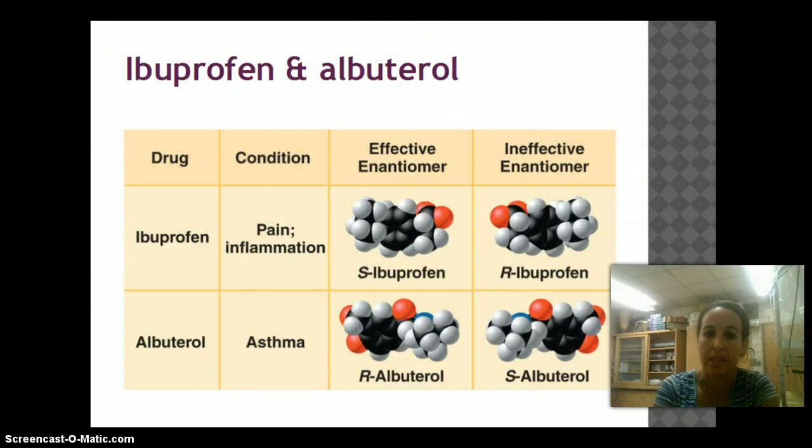So here you can see the differences. S-ibuprofen and R-ibuprofen is just the location of these probably oxygen molecules. And then albuterol with asthma, you can see that the location is flip-flopped.